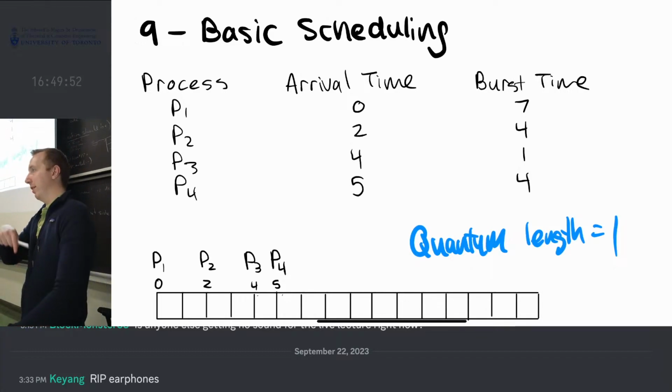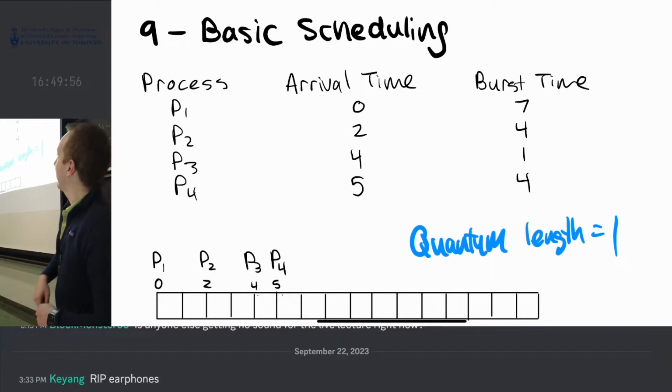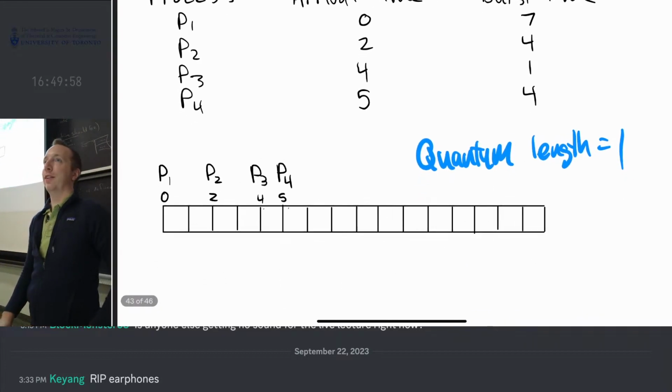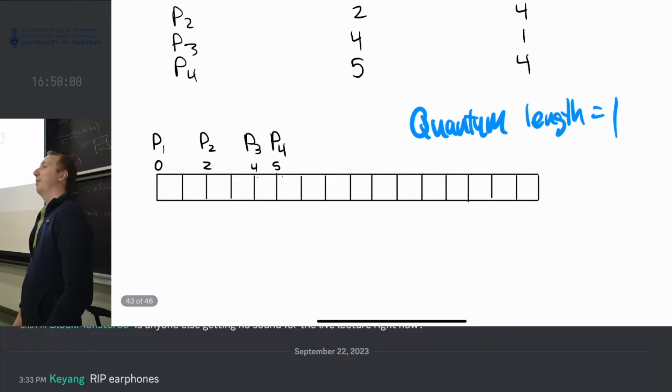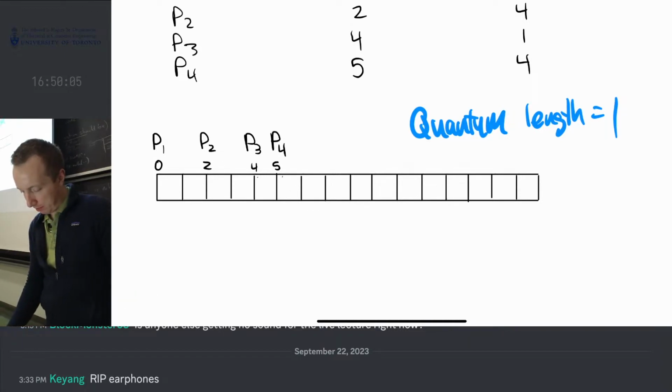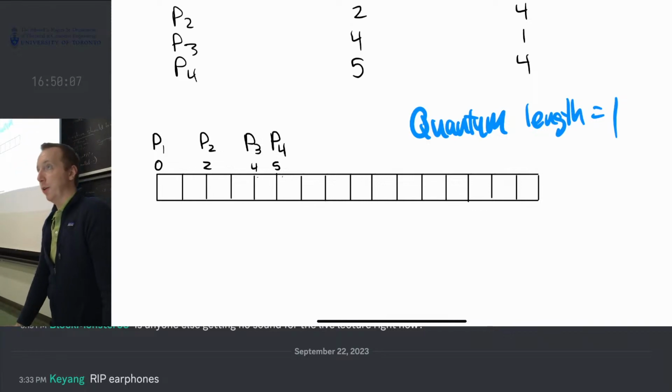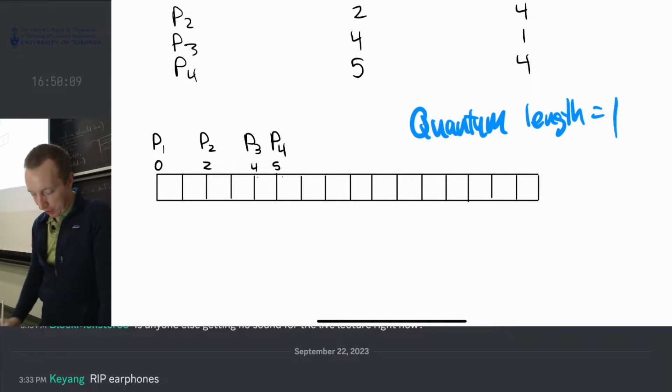Yeah, so we'll see a tie right now. This is the hardest one we can do, where the quantum length is 1, so we have to make a decision every single time, which gets kind of annoying. But thankfully, if you follow writing the queue at the bottom, it's not too bad.